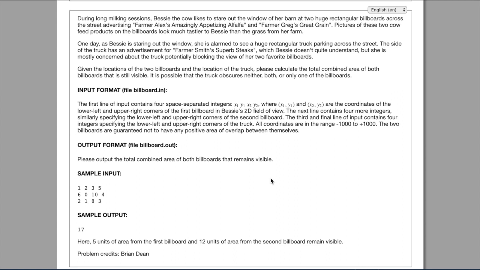So she wants to know how much of the board she can still see when given the coordinates of the truck and the two boards. So this is essentially what's given here: the coordinates of the first board, the coordinates of the second board, and the coordinates of the truck. And you're supposed to give an output that says how much of the board she can still see, right? This is the input, the way it's given to us.